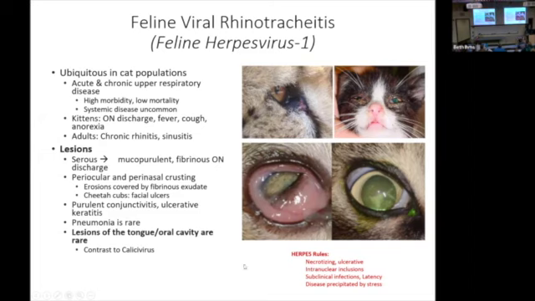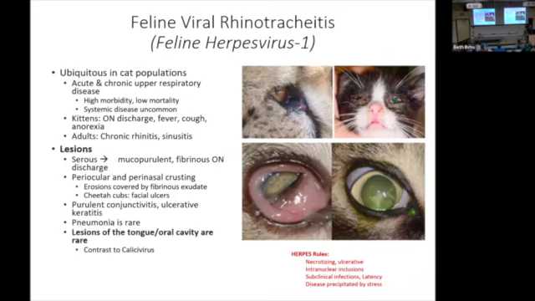So it follows the rules. It's ubiquitous. Everyone's infected. Reactivation with stress. High morbidity, low mortality. These guys are not usually systemically ill unless they have co-infections. So this is kind of the generic crusty kitten. I swear every kitten looks like this. They're disgusting. Cute, but gross.